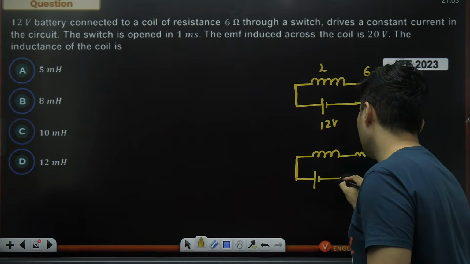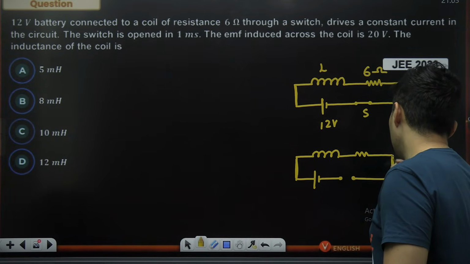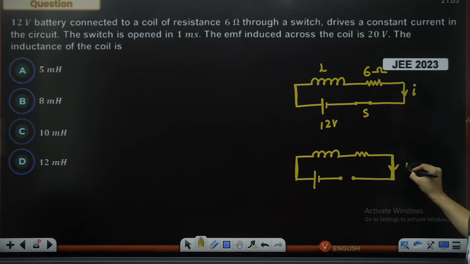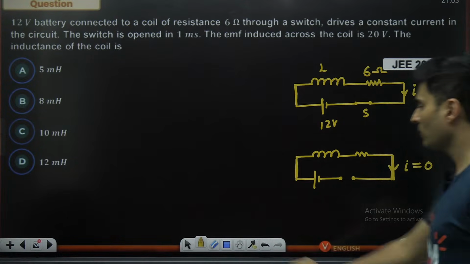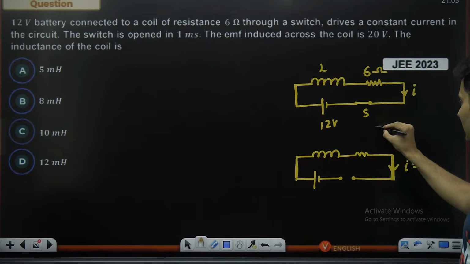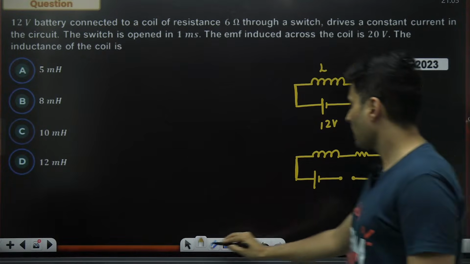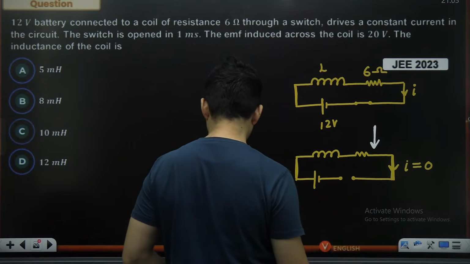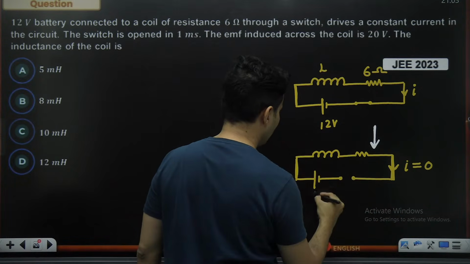This battery is there. This battery is disconnected. That's it. Yes. What will be the current now? The current will be obviously 0. So from this, you have come to this. Here, obviously, the switch was closed. Here, the switch was open. And the battery is still there of 12 volts, no doubt.